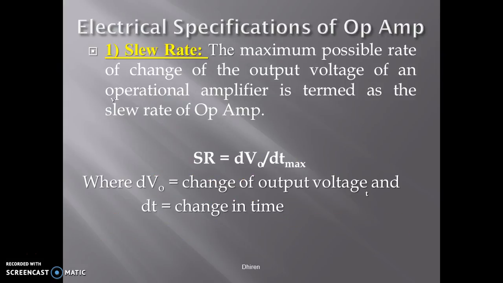Moving on to the electrical specifications of op-amp, first one is slew rate. It is the maximum possible rate of change of output voltage of operational amplifier with respect to time. That is, SR slew rate is equal to dV0 by dt. Slew rate should be as maximum as possible because it shows how far output follows the input.